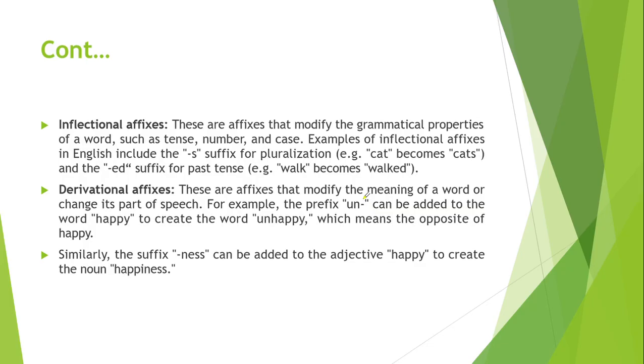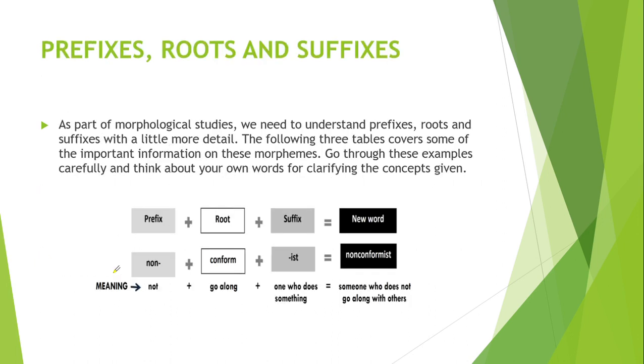For example, the prefix un can be added to the word happy to create the word unhappy, which means the opposite of happy. Similarly, the suffix ness can be added to the adjective happy to create the noun happiness. Now, prefixes, roots, and suffixes. As a part of morphological study, we need to understand the prefixes, roots, and suffixes in a little more detail. The following two tables cover some of the important information on these morphemes. Go through the examples carefully and think about your own words for clarifying the concept given.